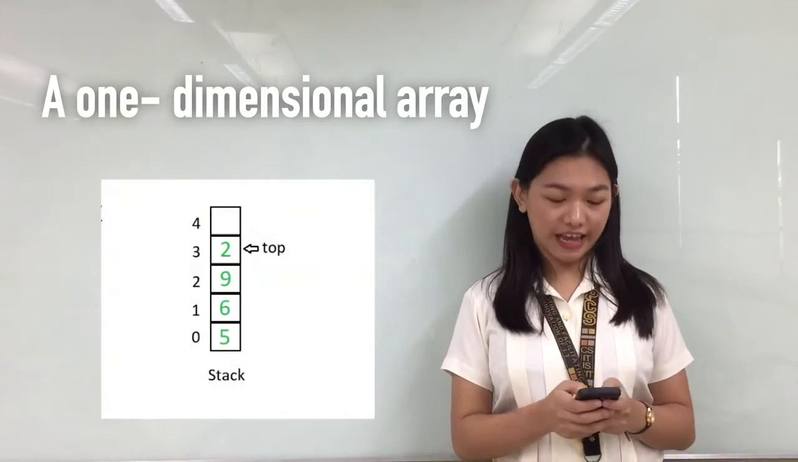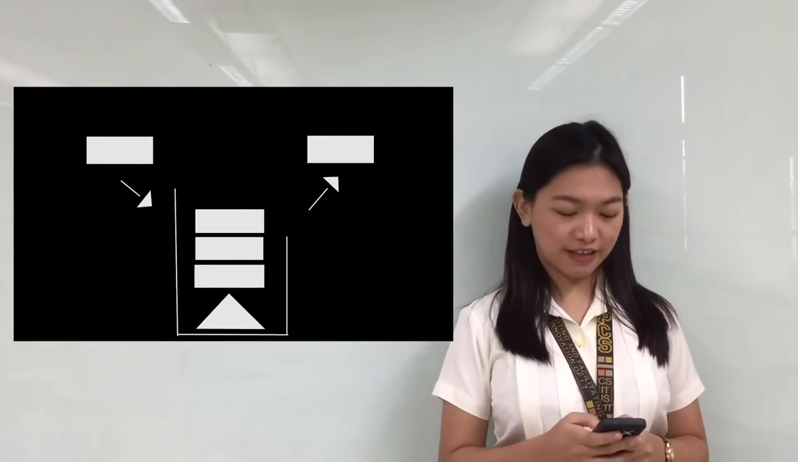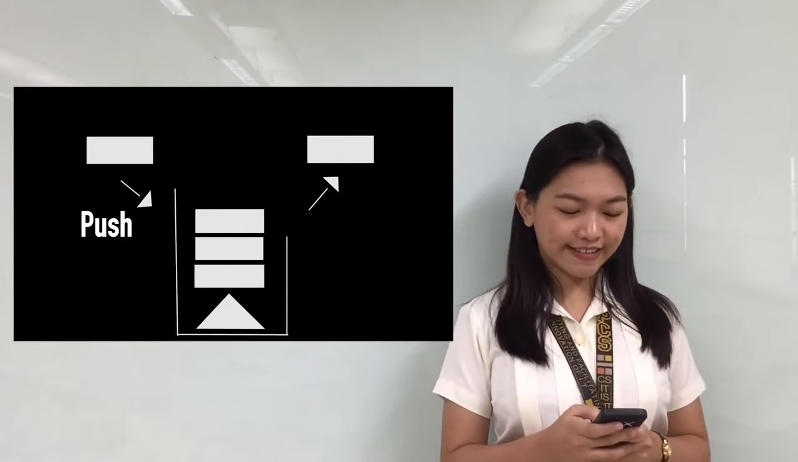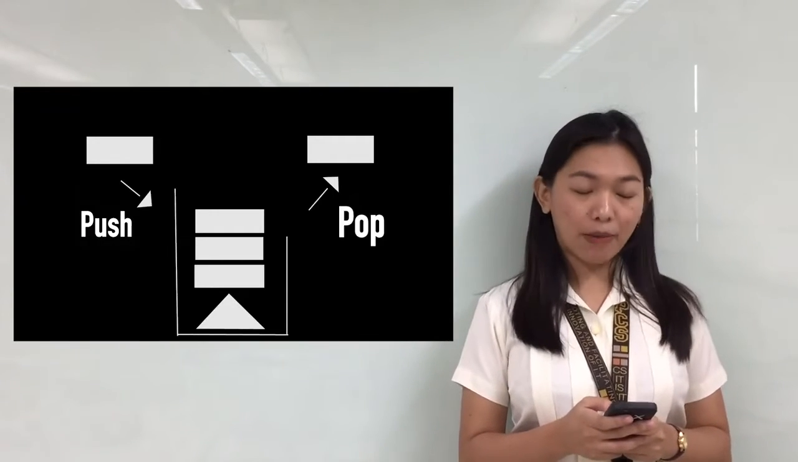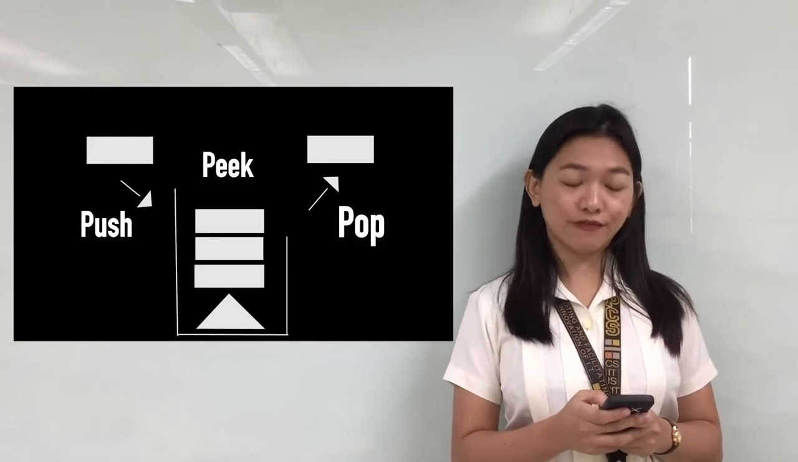There are two representations of stacks. One is a one-dimensional array and the other is a singly linked list. There are three operations of stacks. One is push, which adds an item at the top of the list. Pop removes an item from the top of the list. And peek accesses the value at the top of the list.